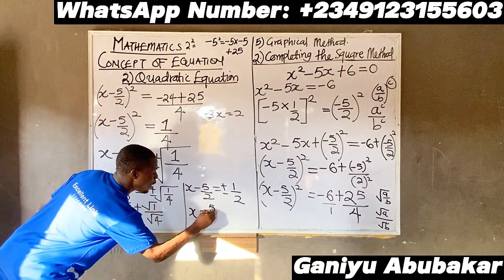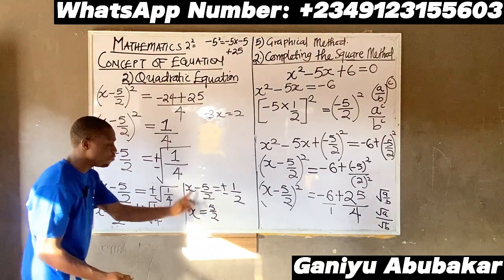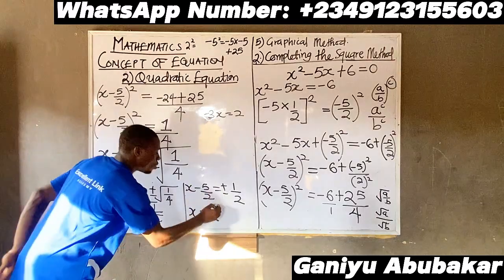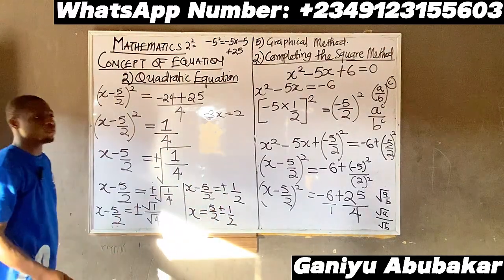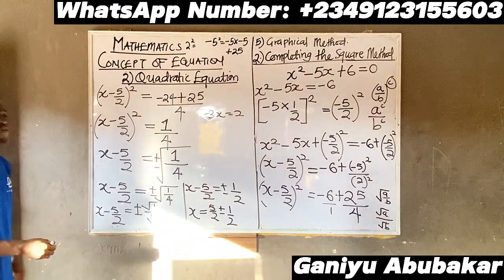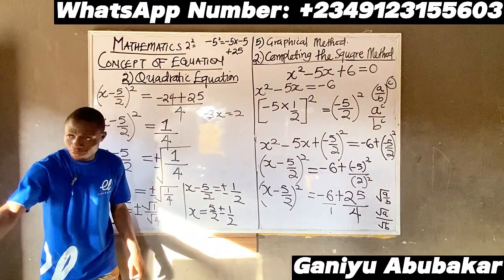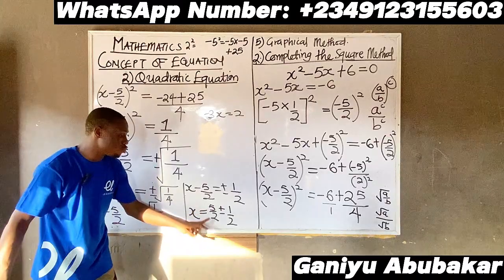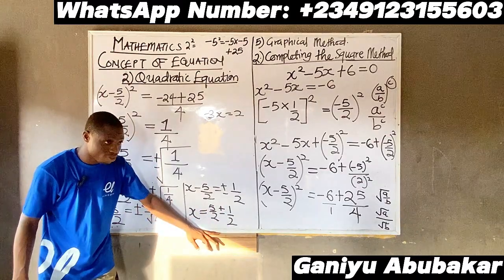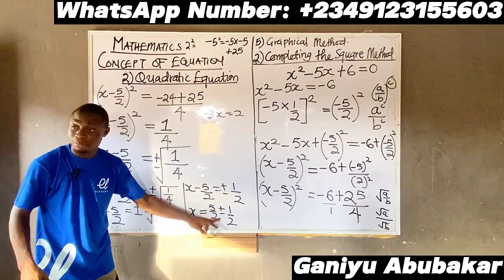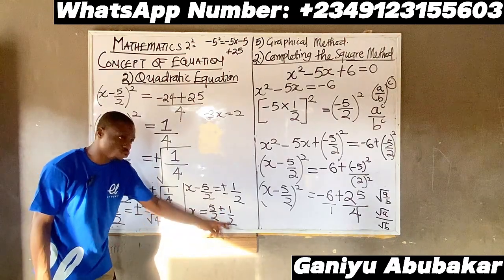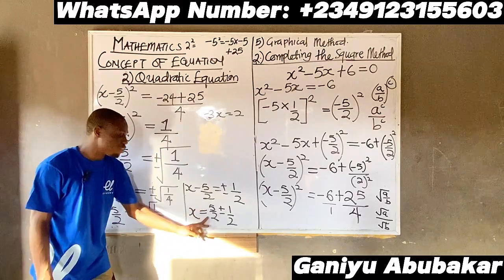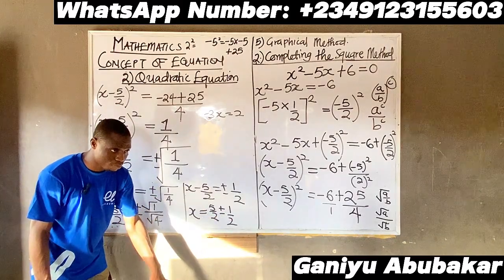This gives you 5 over 2 first, because we have moved it here. Plus or minus what? 1 over 2. Let's not do it together, because I can't calculate 5 over 2 plus or minus 1 over 2 at the same time. I will separate them. First 5 over 2 plus 1 over 2, and then 5 over 2 minus 1 over 2 second.